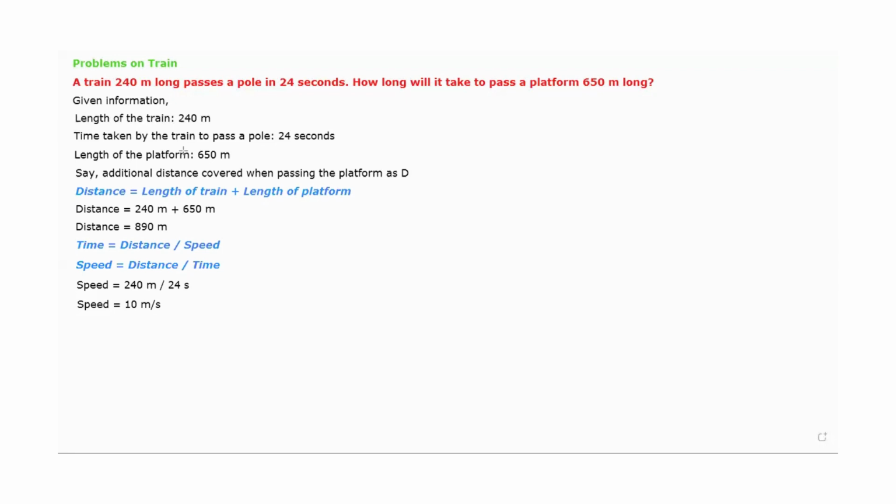Now, we can calculate the time it takes for the train to pass the platform. Time equals distance divided by speed. Time equals 890 meters divided by 10 meters per second. Time equals 89 seconds. Therefore, it will take 89 seconds for the train to pass a platform 650 meters long.